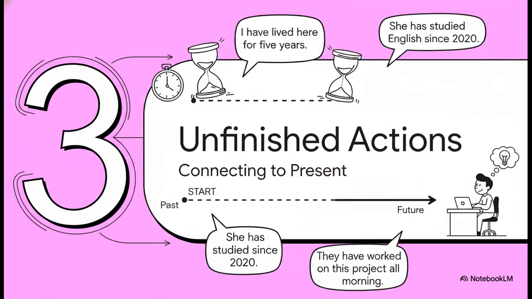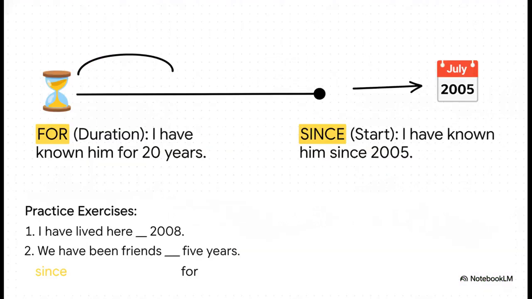Section 3. Unfinished actions and time, connecting past to present. To talk about unfinished actions, we usually rely on two little words, for and since. We use for to show duration, a chunk of time. I have known him for 20 years. We use since to pinpoint the exact starting point of that action. I have known him since 2005. Both of these sentences mean the exact same thing. You're just choosing for or since based on whether you're giving an amount of time or a specific starting date.